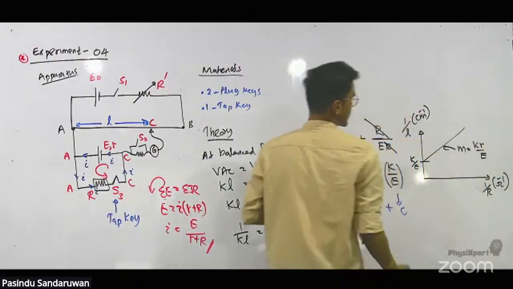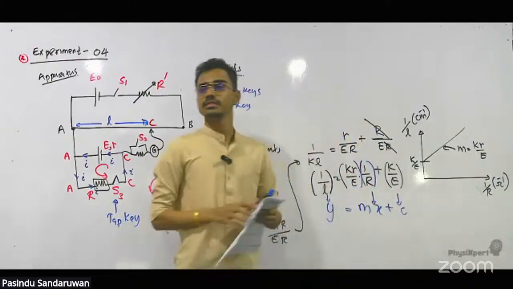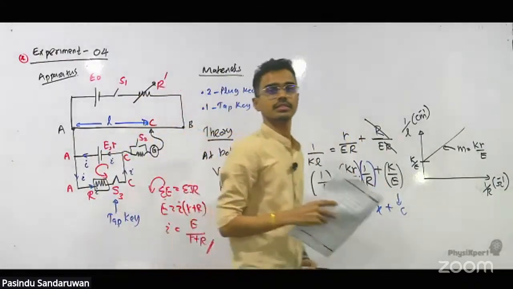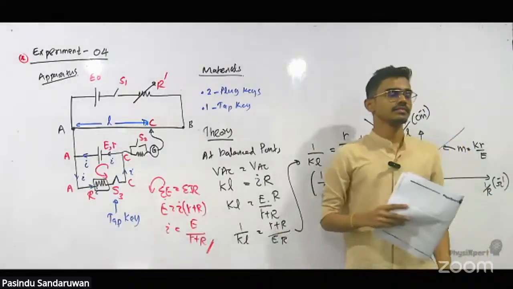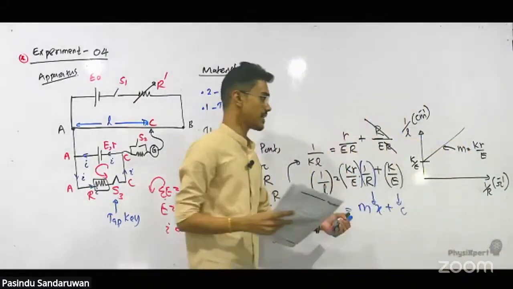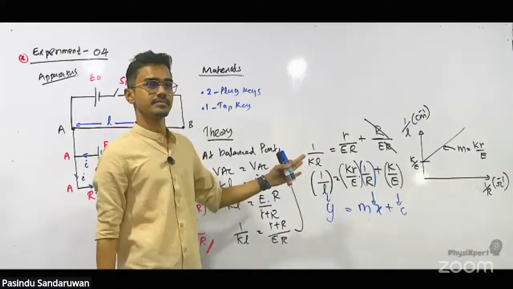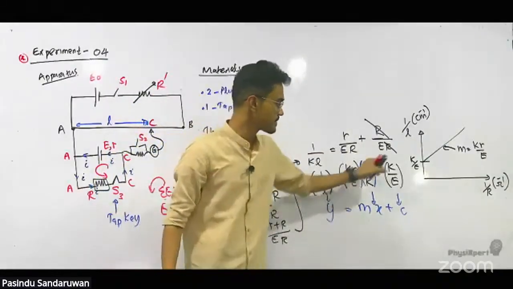Now, what is our target? Small r, the internal resistance. What's the easiest way to find small r after this? Gradient again, intercept again.